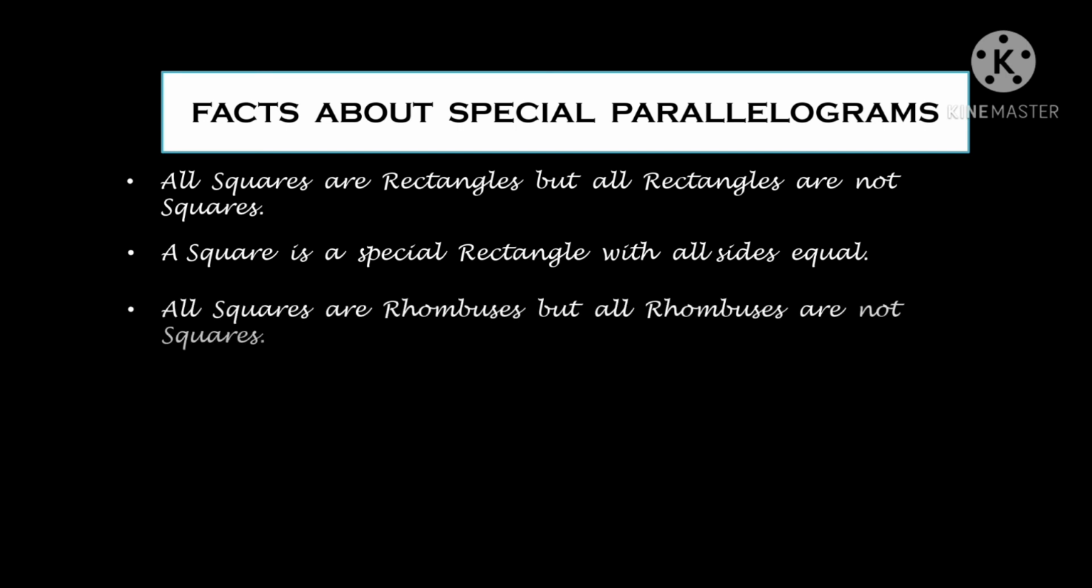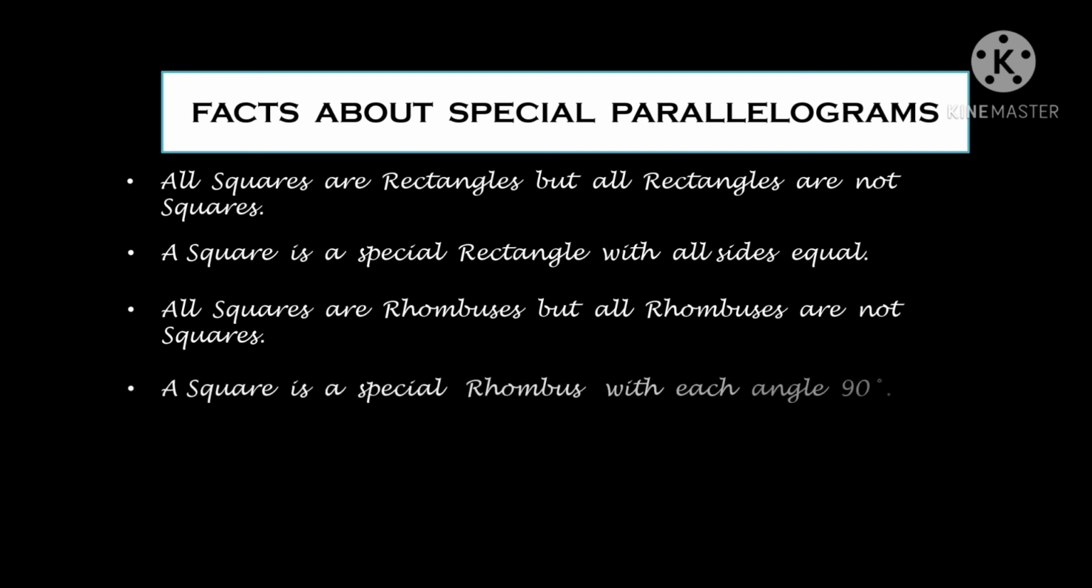And all squares are rhombuses, but all rhombuses are not squares. The only difference between a square and a rhombus is that in a rhombus all the angles need not be 90 degrees, but in a square all the angles are 90 degrees. That's the extra property that a square has, which differentiates it from the rhombus. So a square can be called a special rhombus with each angle 90 degrees. In a rhombus only opposite angles are equal, but they are not 90. So in a square all the angles are 90, so it is a special rhombus.